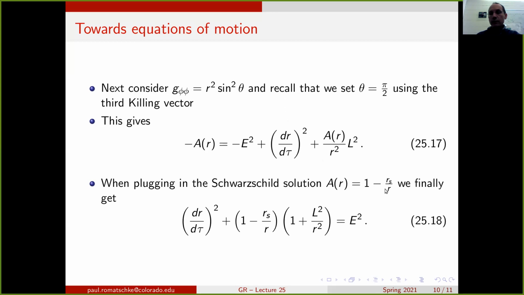Plugging in the explicit form of the factor A(r) for the Schwarzschild solution, we end up with the following form of this equation, which again has been simplified. A(r) appears twice here, so that's why it looks like this.